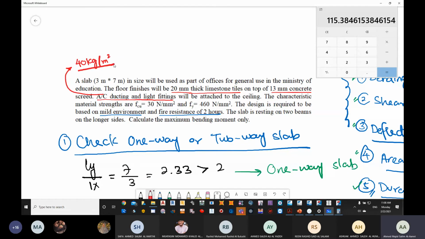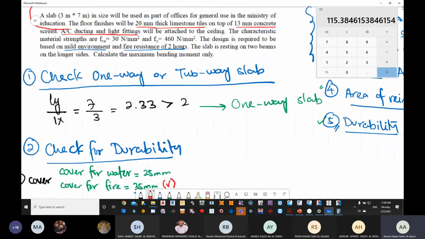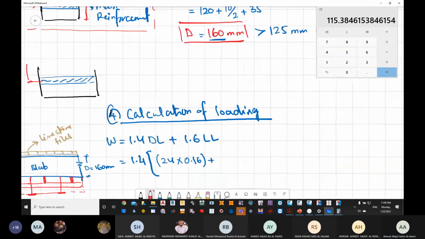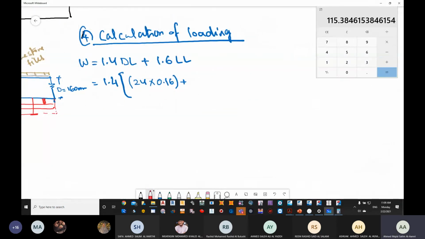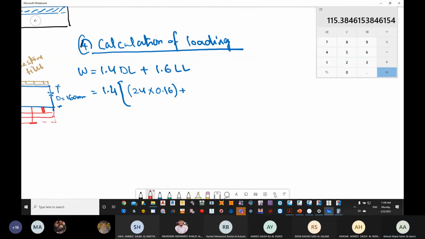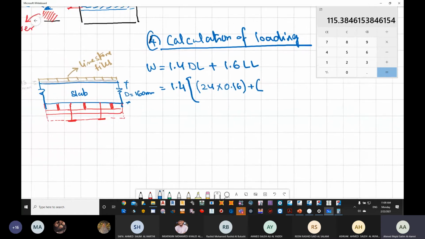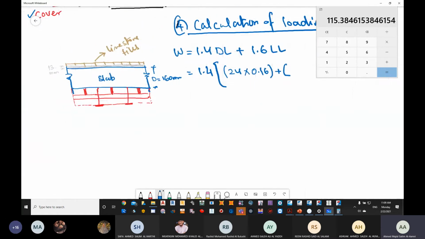Okay. Now we have limestone tiles, and then we have concrete screed, and then we have the light fittings and AC ducting. Now we understand that the AC ducting is 40 kg. How to convert kg per meter square to kilonewton per meter square?